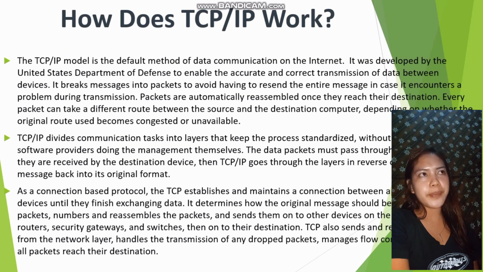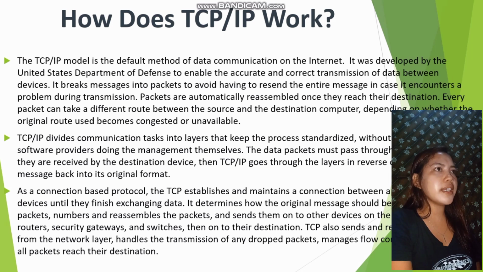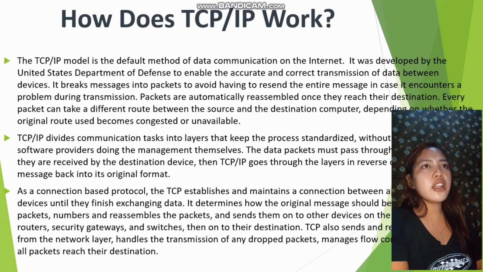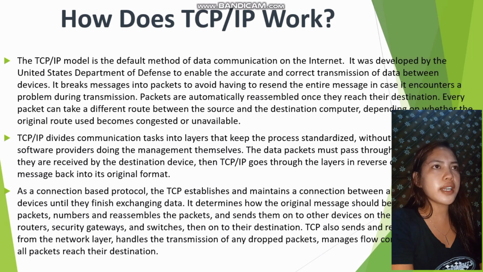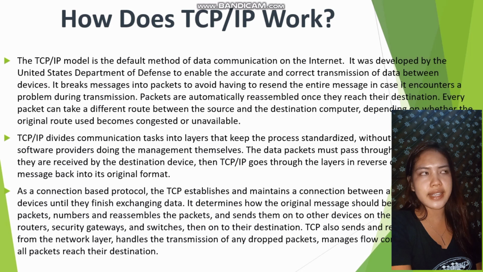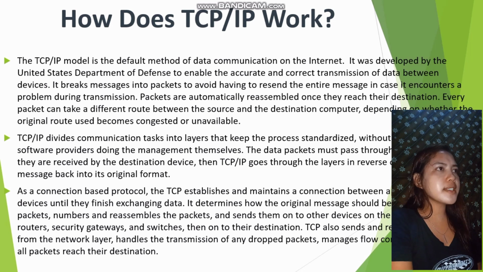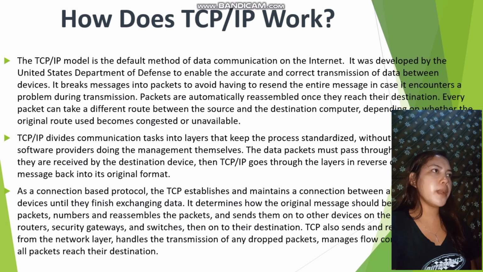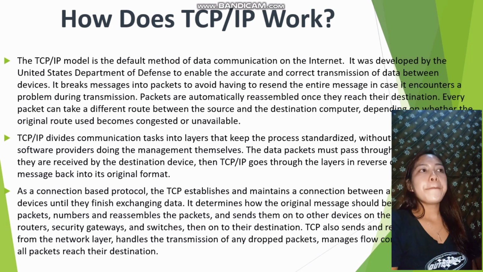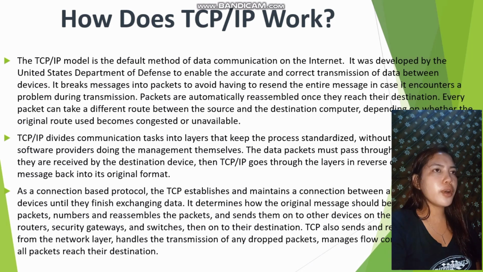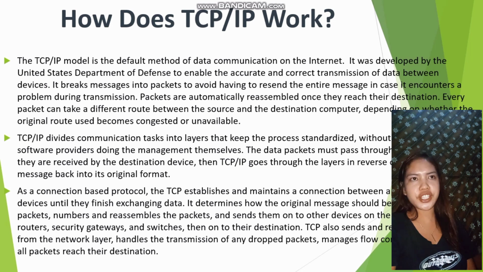So, how does TCP/IP work? The TCP/IP model is the default method of data communication on the internet. It was developed by the United States Department of Defense to enable the accurate and correct transmission of data between devices. It breaks messages into packets to avoid having to resend the entire message in case it encounters a problem during transmission. Packets are automatically reassembled once they reach their destination.